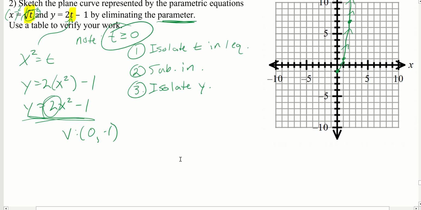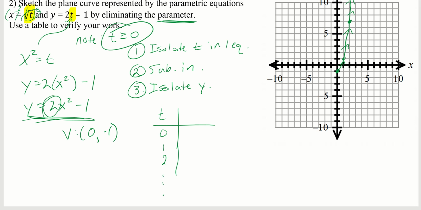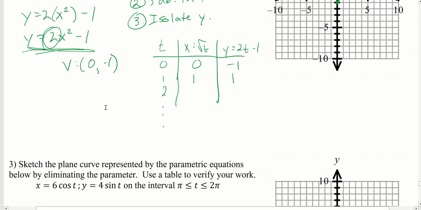Okay. And here it says use a table to verify your work. Again, I might let you do that one. I'll start it for you, but if you have t, in this case 0, 1, 2, and so on, our x is root t. So if I plug that in, our x is 0. And then our y here is 2t minus 1. So if I plug in 0, I get negative 1, which is our starting point. If I plug 1 in, x is 1. Plug 1 into my y equation, I get 2 times 1, which is 2, minus 1 is 1. And so I get this next coordinate point there. Okay, so you could keep doing it, 2, 3, 4, 5, 6, as far as you are excited to do.